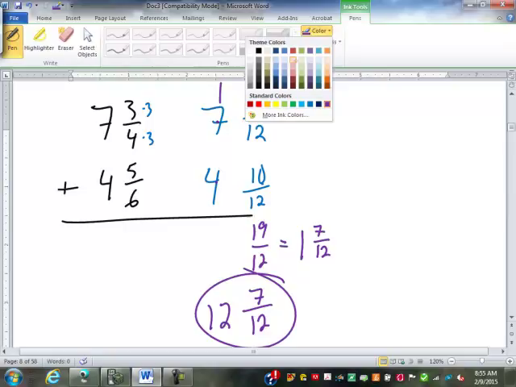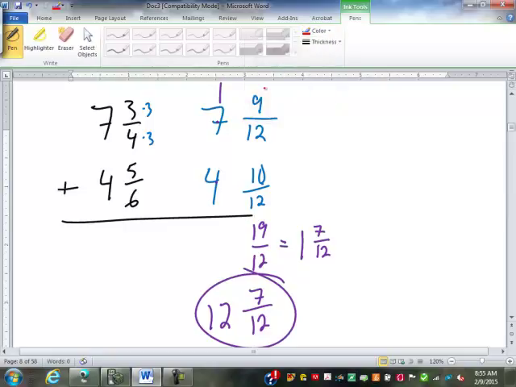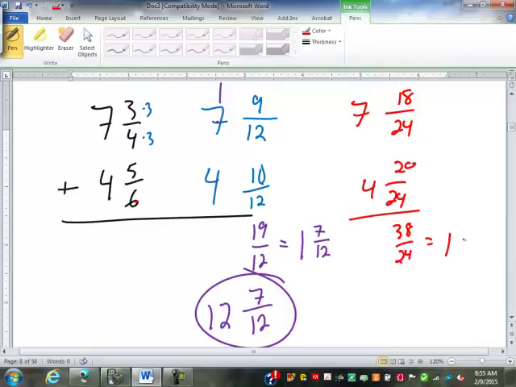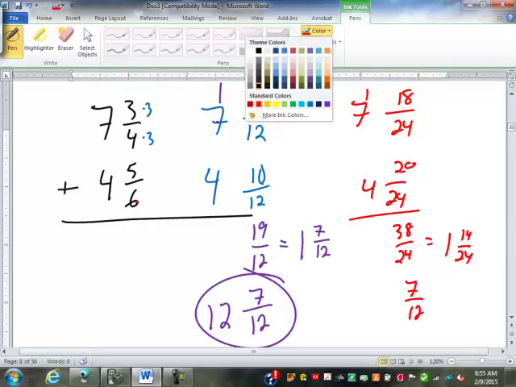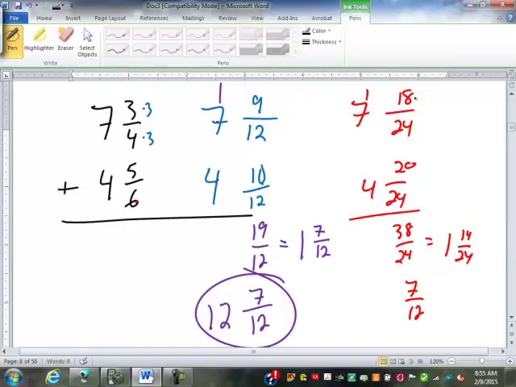You made 24ths? Well, then it would be 14 24ths, and you have to reduce it to 7 12ths anyway. Let's say you wanted to use 24. This would be times 6, so this would be 18. This would be times 4, so this would be 20. That would be 38 24ths, which is 1 and 14 24ths, which reduces to 7 12ths. Carry the 1. Doesn't make a difference at all.